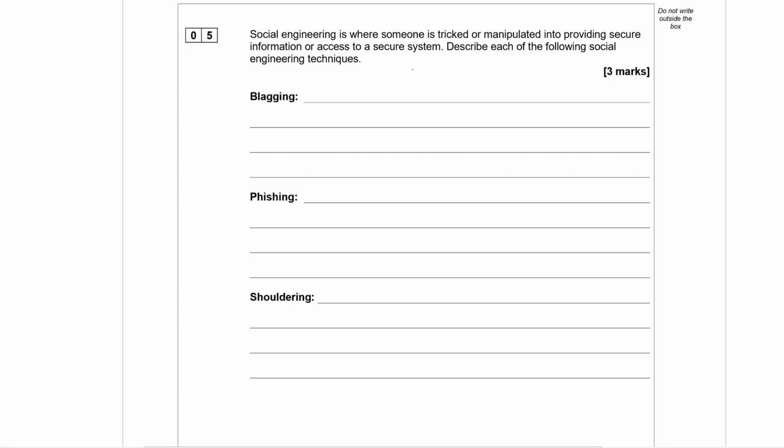Describe each of the following social engineering techniques, only for 3 marks. So it's odd to have a describe question which is so brief. Usually you'd get, say, 2 marks per area to discuss or describe here, but no matter, really, it's a state question. So blagging is where you make up a fake scenario to try and access some information.